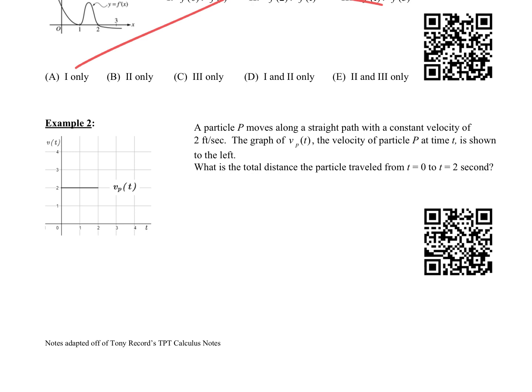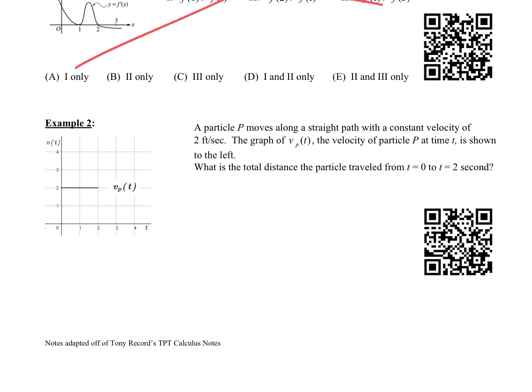So example 2, we're given a particle P that is moving at a constant velocity of 2 feet per second. So here's kind of our graph of that velocity on the left side there. And it's asking us what is the total distance the particle traveled from t equals 0 to t equals 2 seconds. Don't think about this too complex.